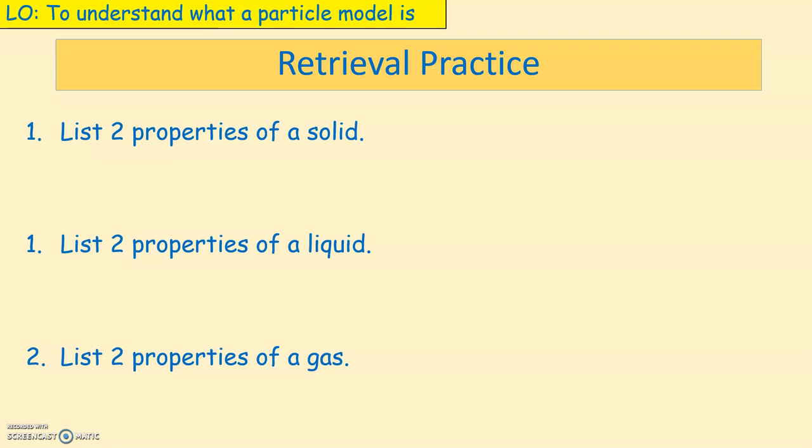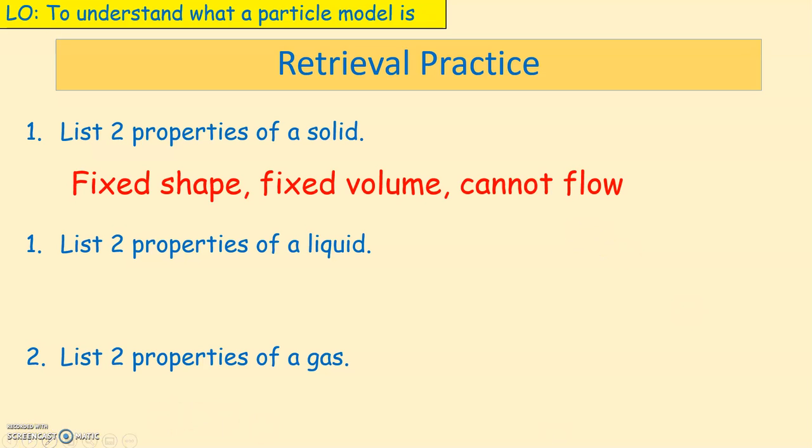Okay, can we begin? All right, so 2 properties of a solid. Let's go. So first of all, remember a solid has got a fixed shape. It doesn't change. It's also got a fixed volume and it cannot flow. Okay, how many of us got that mark right? Well done.